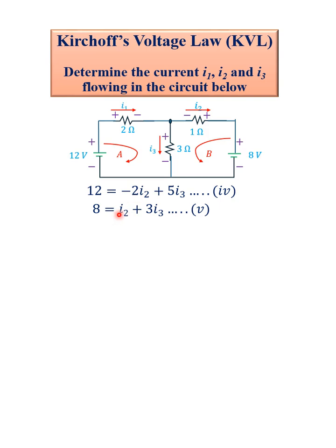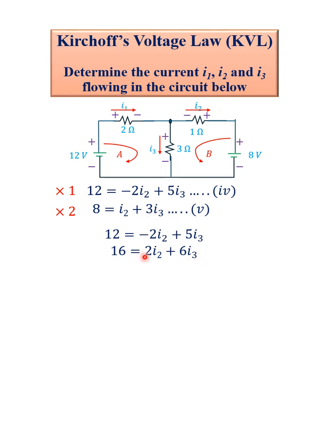To eliminate I2, we need to make sure that this place is 2 and this place is also 2. To keep this place as 2, we can multiply equation 4 by 1, and equation 5 by 2. So for equation 4, we have 1 times 12 is 12, 1 times negative 2I2 is negative 2I2, plus 1 times 5I3 is 5I3. For equation 5, 2 times 8 gives you 16, 2 times I2 gives us 2I2, 2 times 3 gives us 6, so we have 6I3.